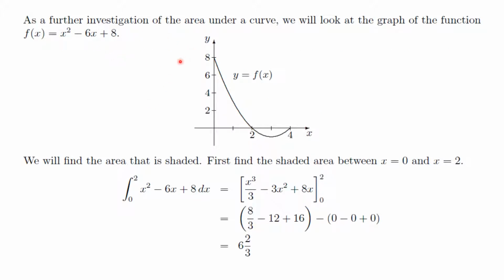Let's investigate how we count the area under the curve if it has a combination of area above and below the x-axis. Let's analyze this graph: x squared minus 6x plus 8. The graph is drawn as below.